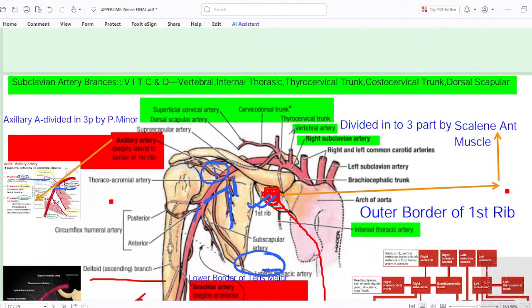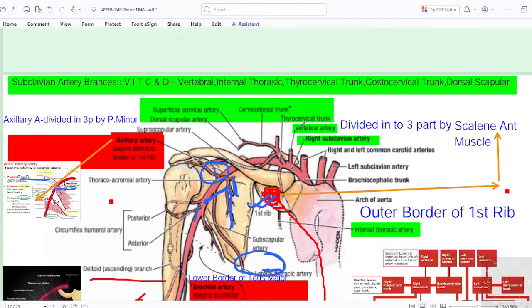Now again we are with the artery. Before, we have seen the branches of the axillary artery, right? Three parts of the axillary artery: first segment one, second segment two, and third segment three.